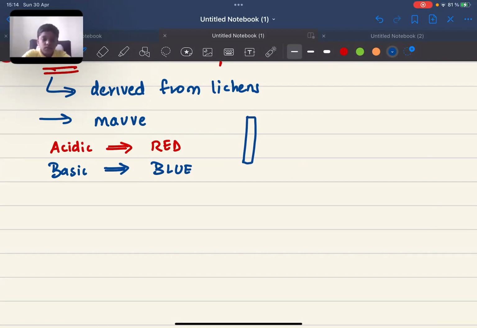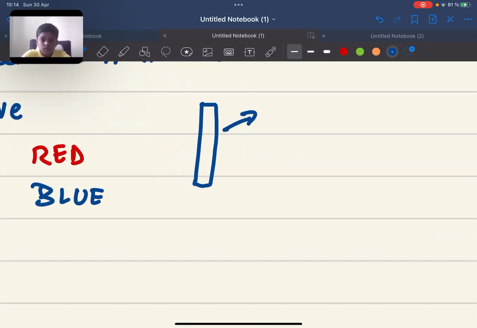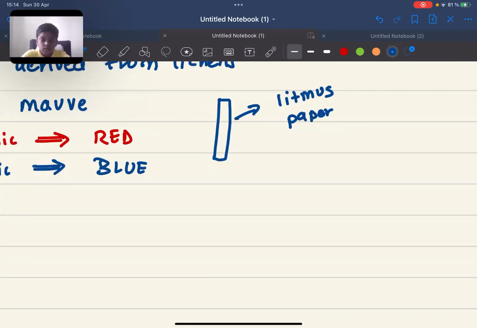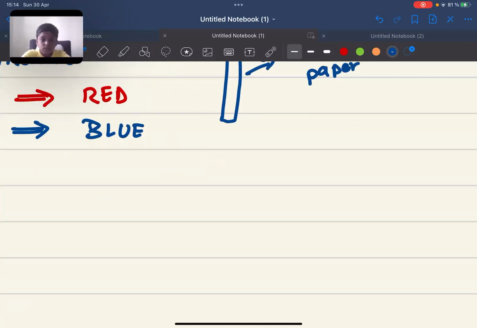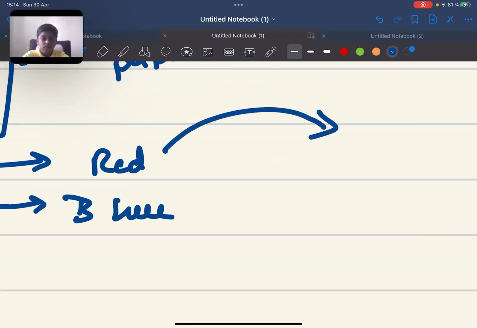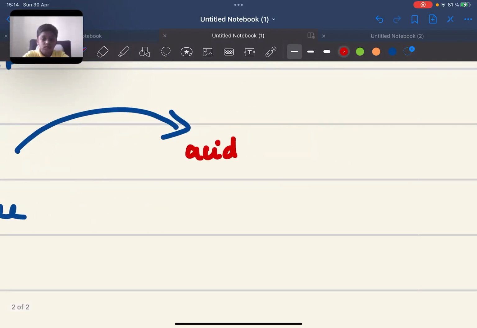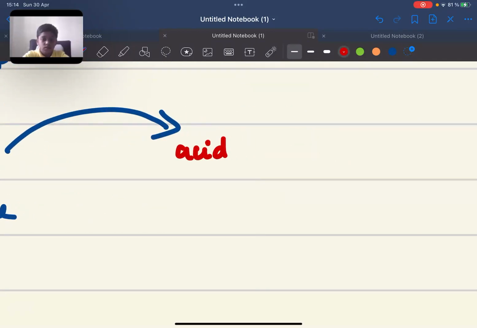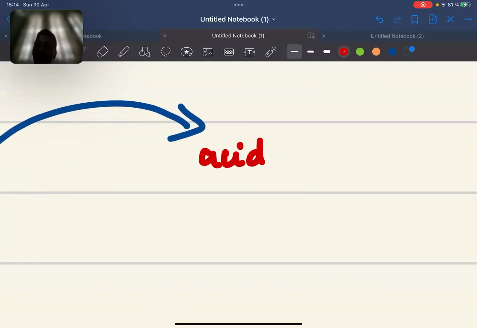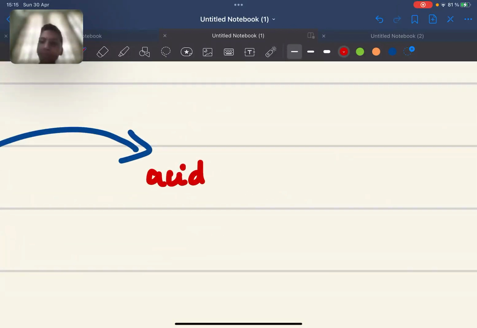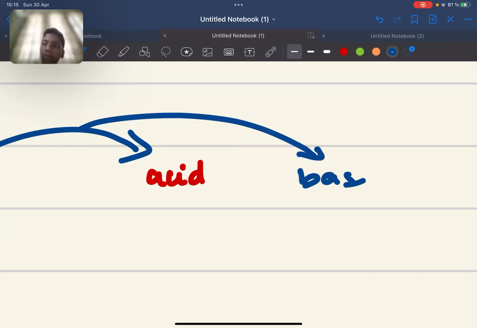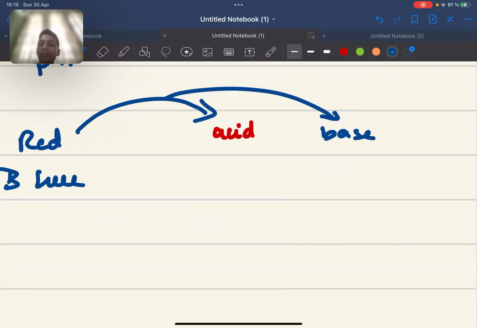This is known as litmus paper. Normally it's available in two colors, red litmus paper or blue litmus paper. For example, you're taking a red litmus paper and putting it into an acid. What color will it change? It won't change into any color, it will stay the same, because it is already red. You're putting it in a base, then what color will it change? Blue color. It changes to blue.